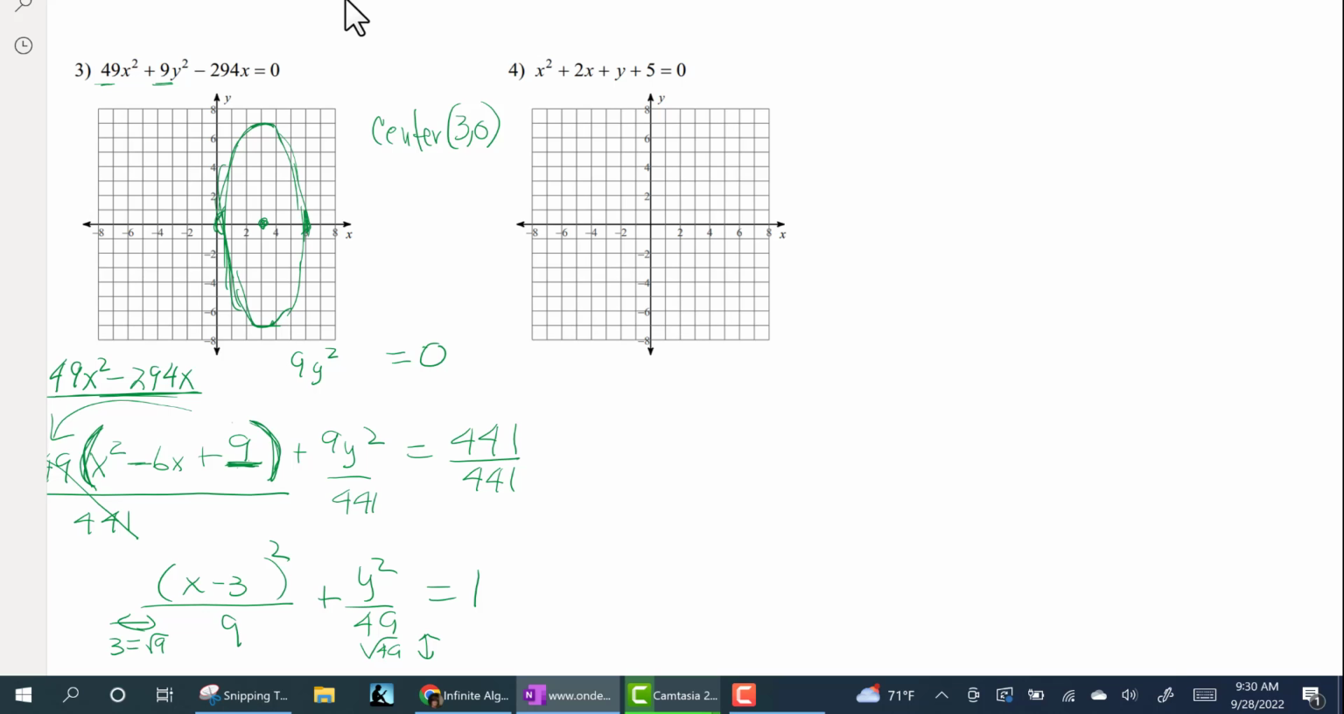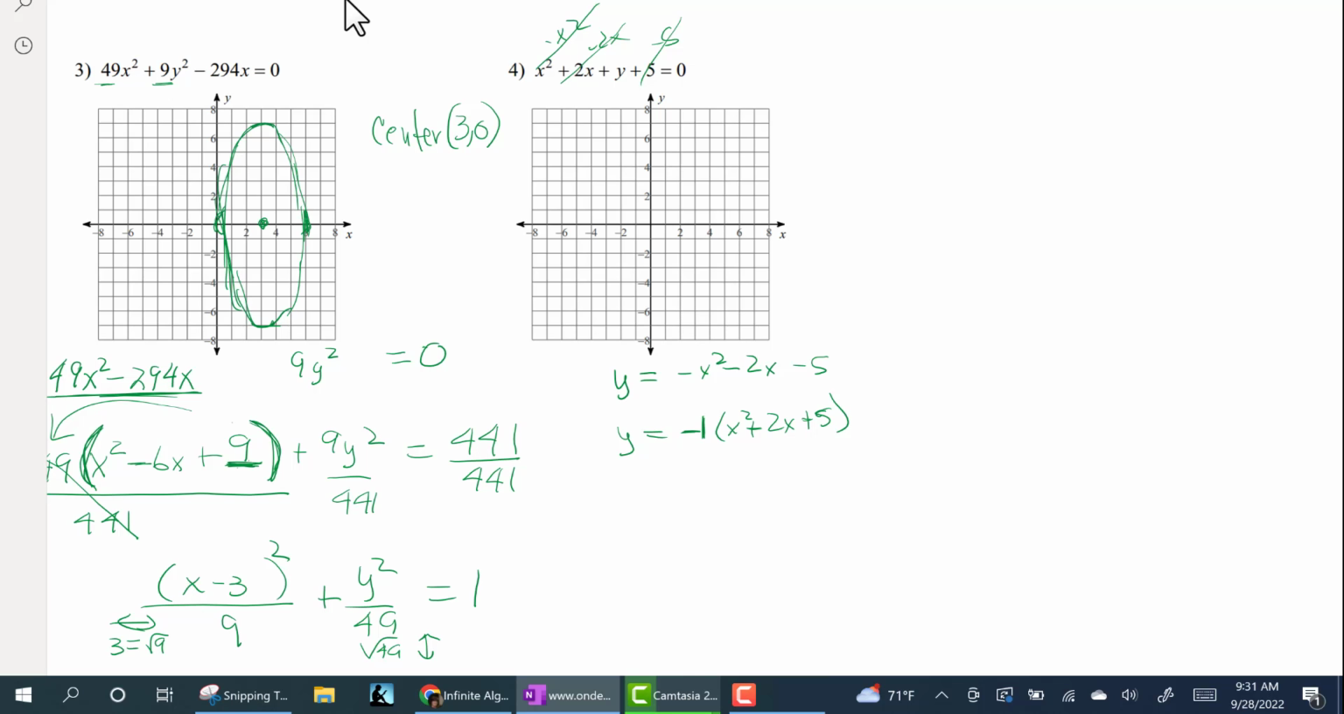All right, and then the next one, notice we have an x squared, but a y. So what I'm going to do is I'm going to get the y by itself. So I'm going to subtract x squared, I'm going to subtract 2x, and I'm going to subtract 5, and we can do it on both sides. Okay, and now these all have a negative sign in front, so I'm going to factor out the -1. Oops, so that's a plus sign, that's a plus sign.